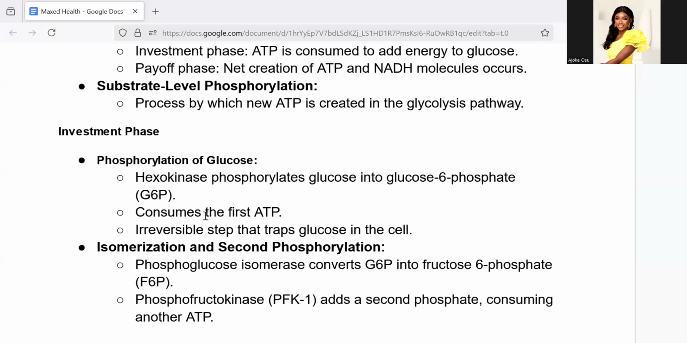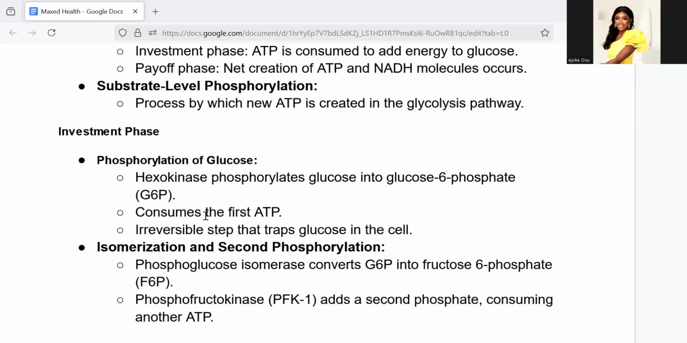From there, the enzyme phosphoglucose isomerase isomerizes glucose 6-phosphate into fructose 6-phosphate. Then phosphofructokinase, PFK1, uses the second ATP and phosphorylates the fructose 6-phosphate into fructose 1,6-bisphosphate. This step is also irreversible and the rate limiting step.